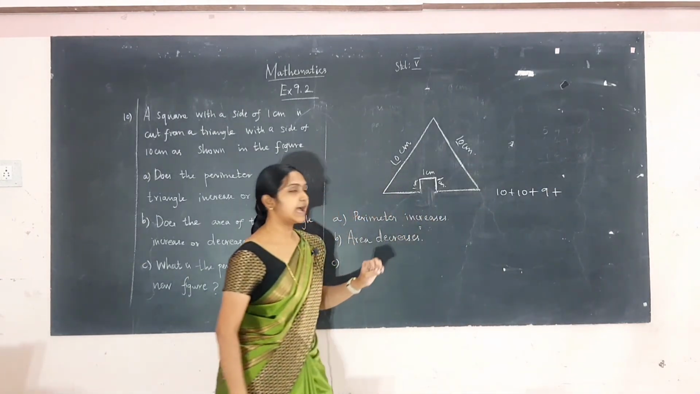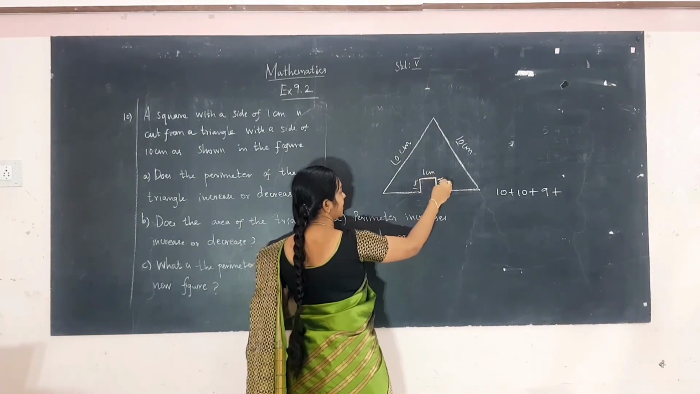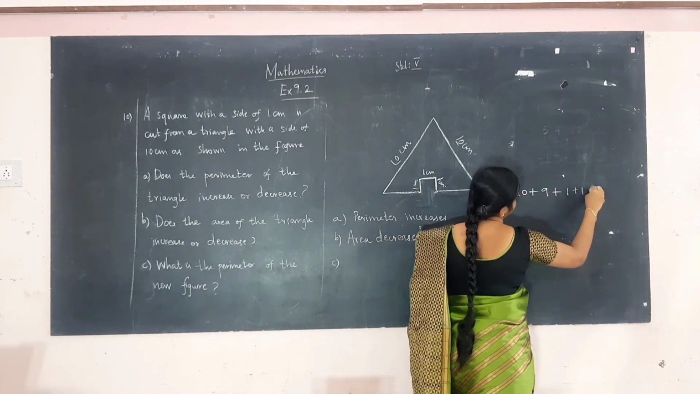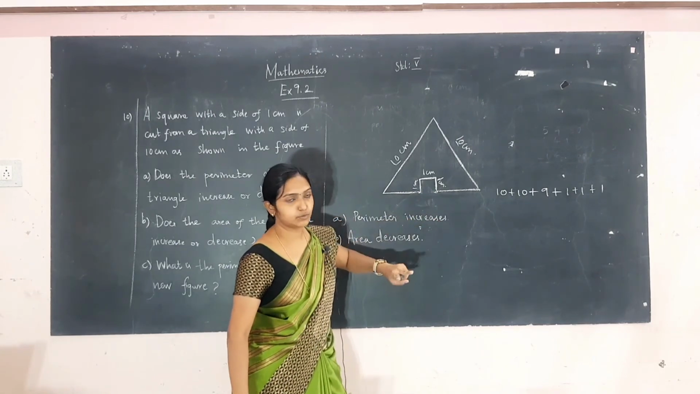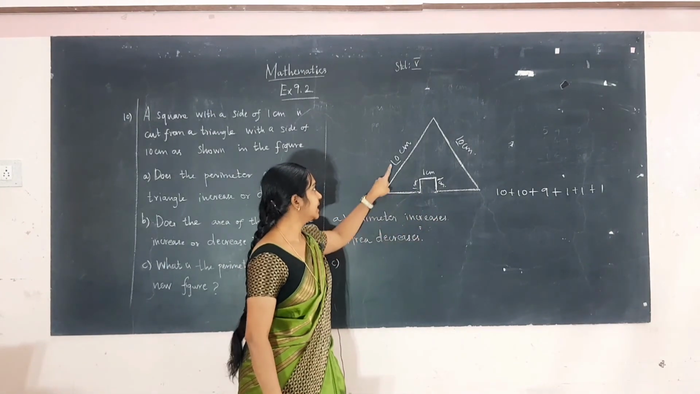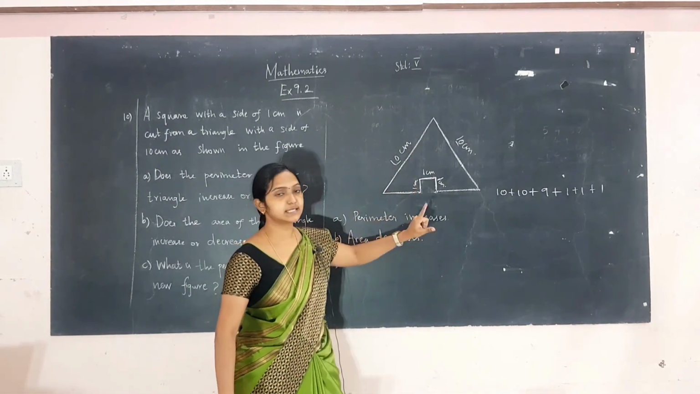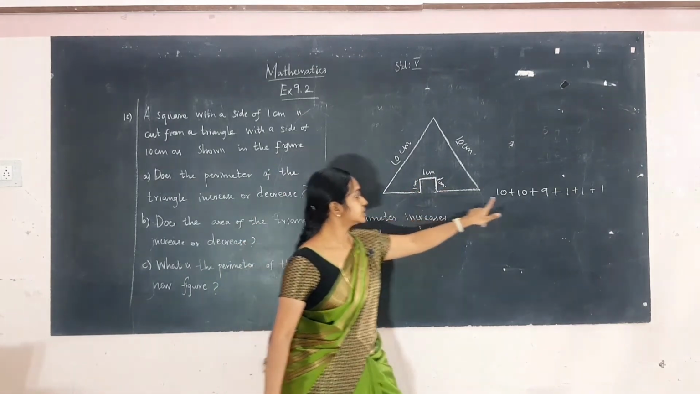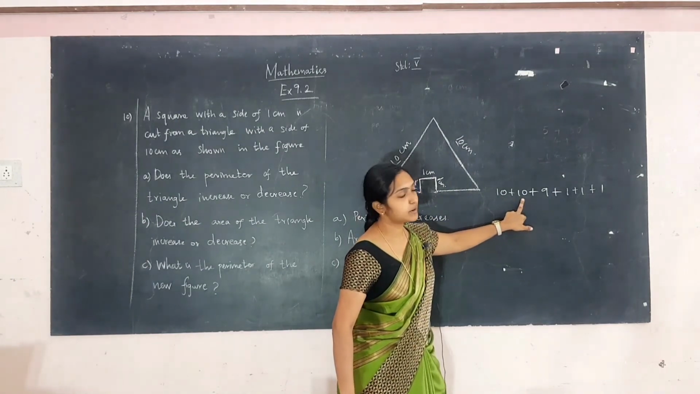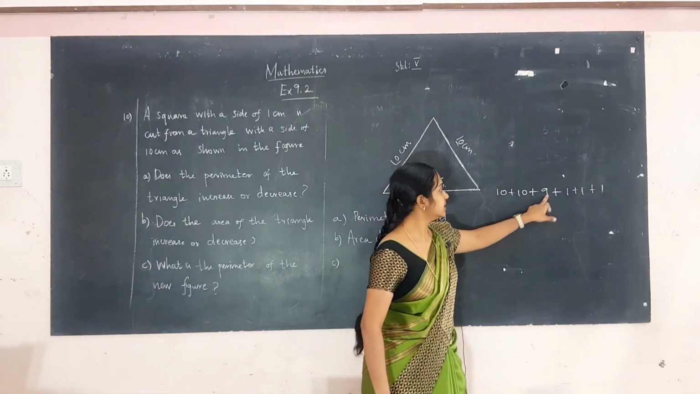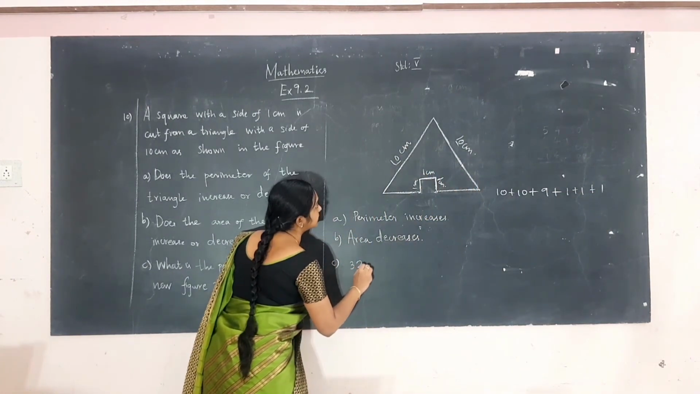Next, we have to add 3 more sides. 1, 1 and 1. Here 1 centimeter is cut out, no. So, we have to reduce 1 from 10. 10 minus 1 is 9. Next, for the perimeter we have to add these 3 sides 1, 2 and 3. So, 1 plus 1 plus 1. 10 plus 10 is 20, 20 plus 9 is 29, 30, 31, 32. So, the answer is 32 centimeter.